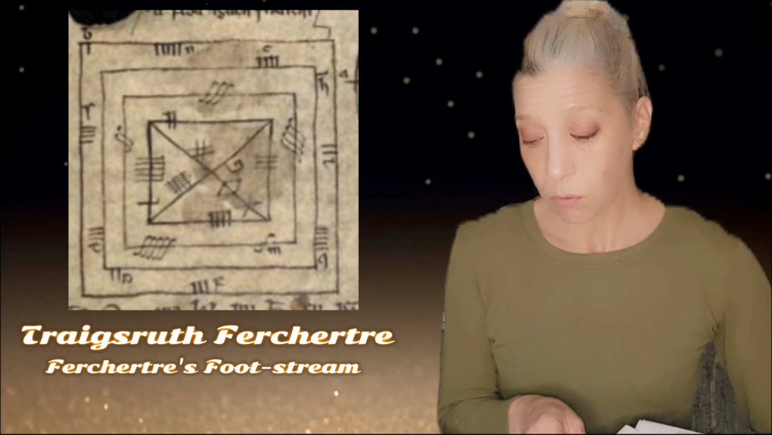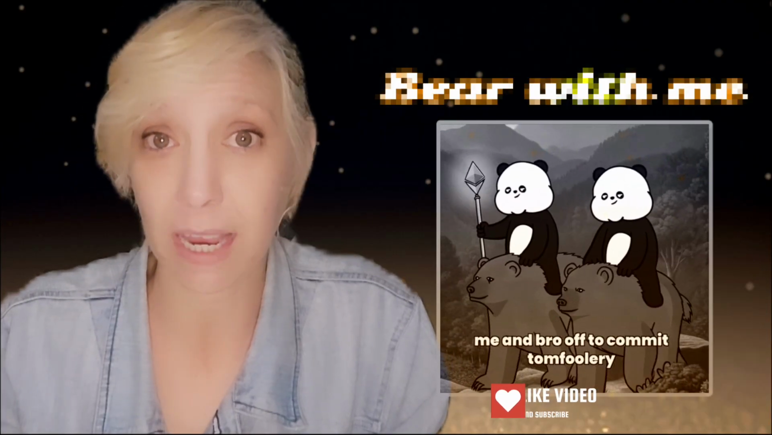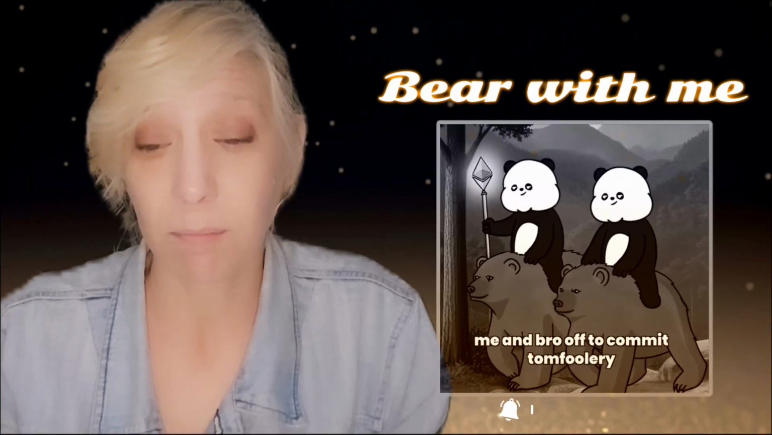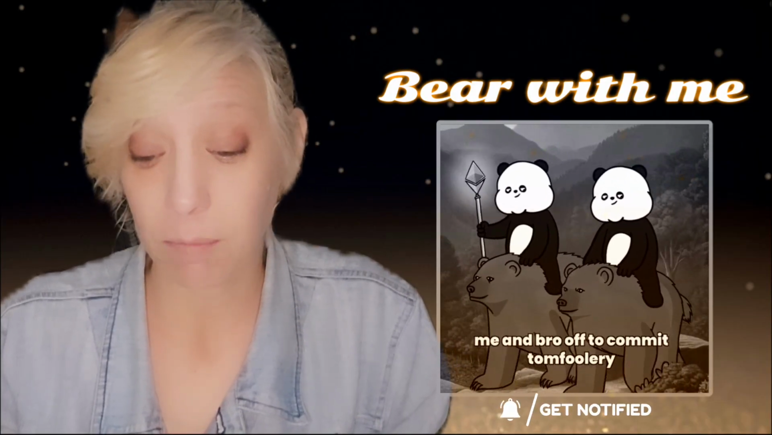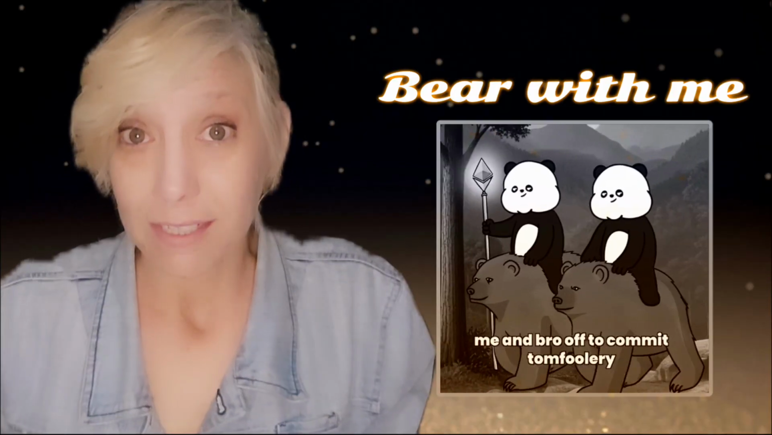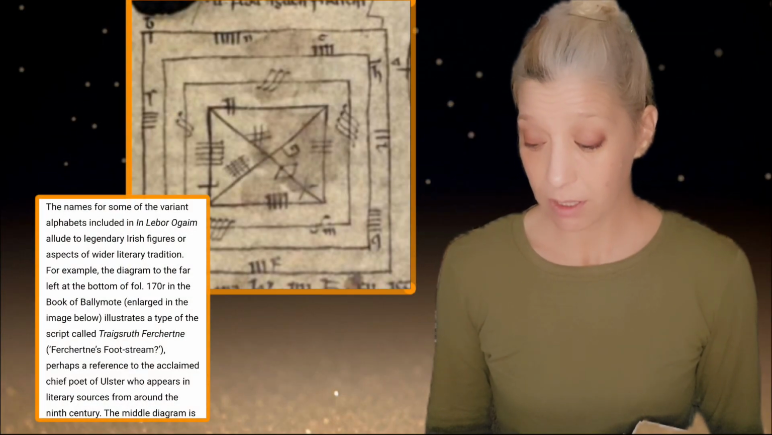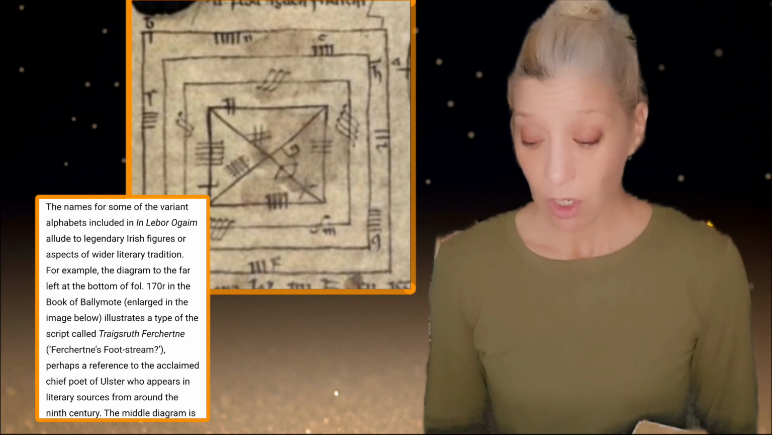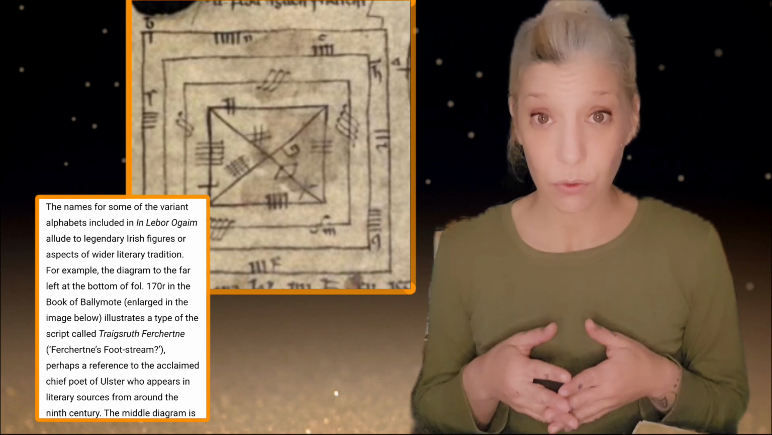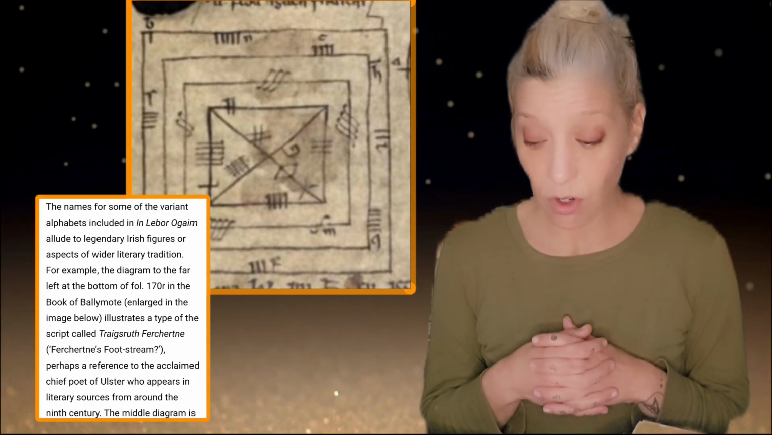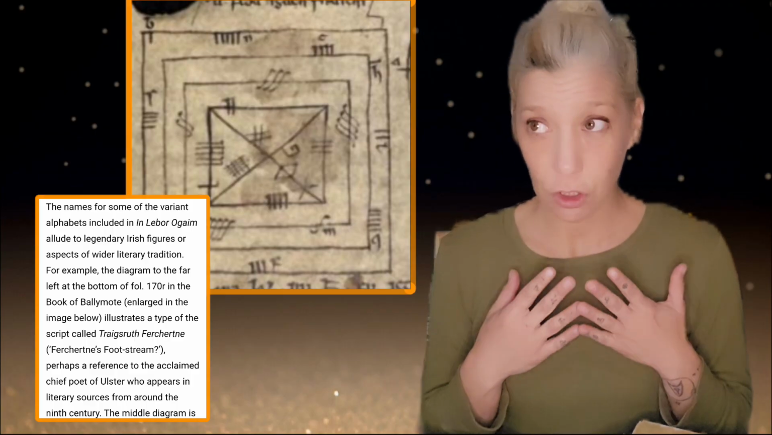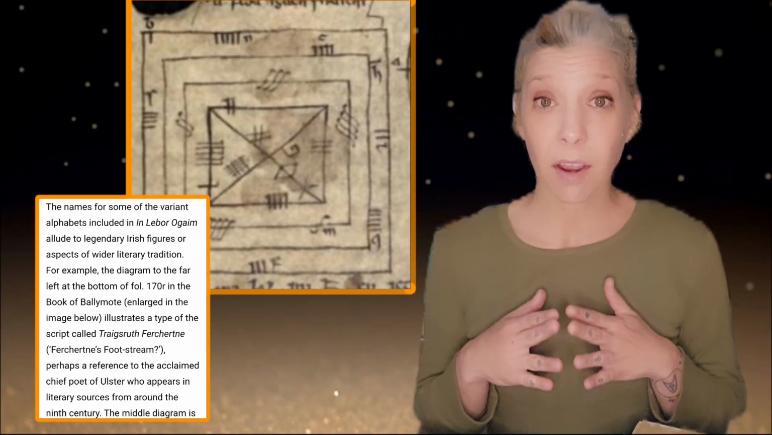It's called Tragsruth for Chertra. So when I attempt to say these words, I'm doing my absolute best. I would rather attempt to say them in the wrong way than not try to say them at all, right? Chertra was the chief poet of Ulster at the time, so it was believed that he is the one who developed this particular window, and it's called Chertra's Footstream, all right? And it's what kind of led us here to understanding how this actually worked.